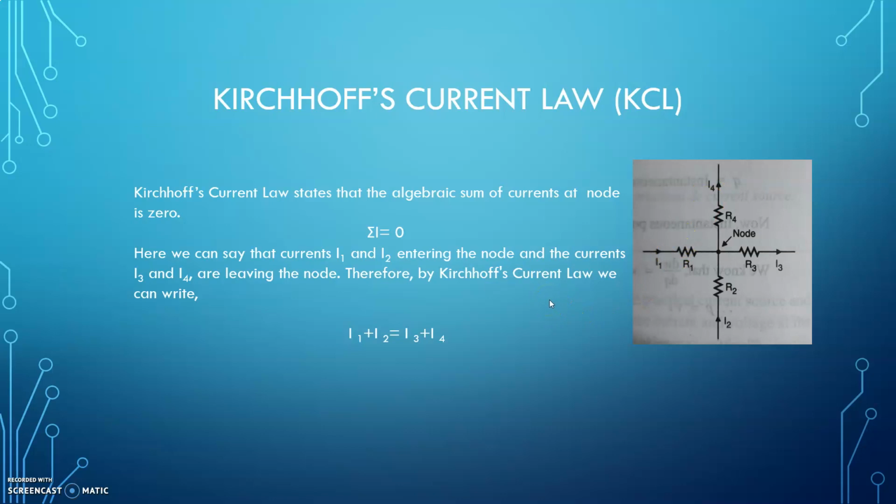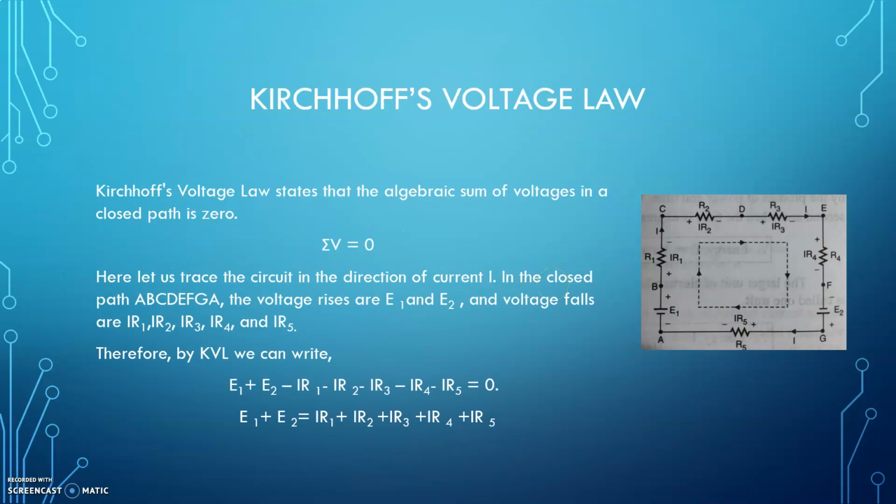Next, Kirchhoff's voltage law. Kirchhoff's voltage law states that the algebraic sum of voltage in a closed path is 0. So the sum of voltage is equal to 0. This is a closed path: A, B, C, D, E, F, G, A is a closed path. Here we first assume the current direction is always clockwise. Going from minus to plus is a rising potential, so you consider this as plus E1. Going from plus to minus is a falling potential, so minus I into R1. Now write the equation for this closed loop.